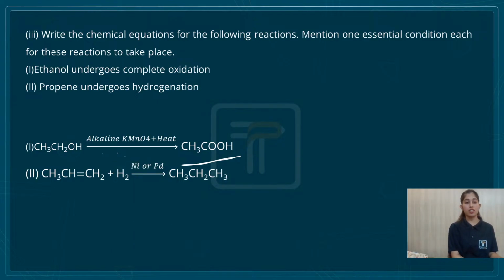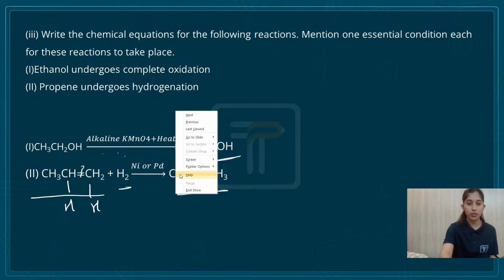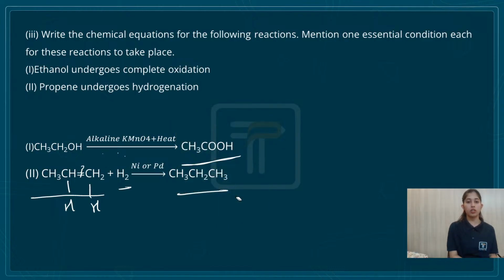CH3, CH2, that is my propene. Addition reaction. What will happen? This bond is going to break. One H will come here, one H will come here. So it becomes CH3, CH2, CH3. Propene gets converted to propane. That's it. Only this was the thing. Simple reaction. We have studied. Just you need to recall the concepts. That's it. Okay.